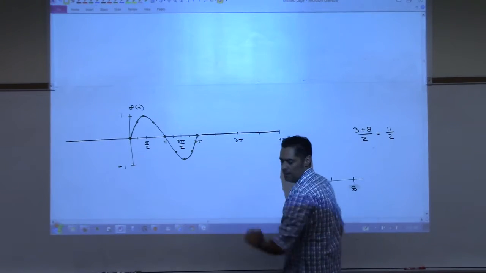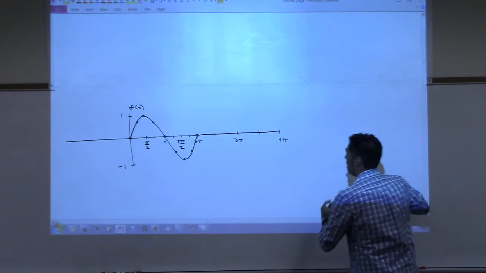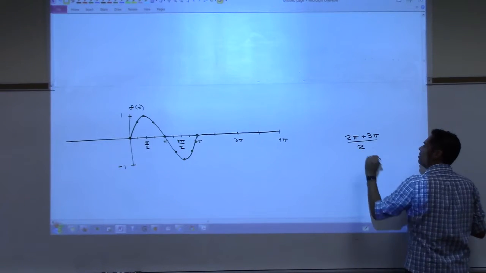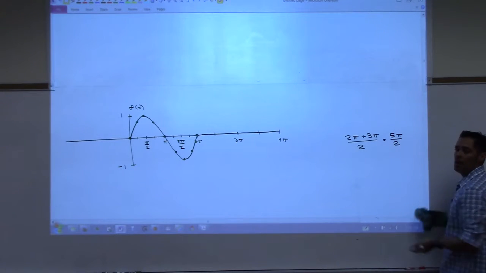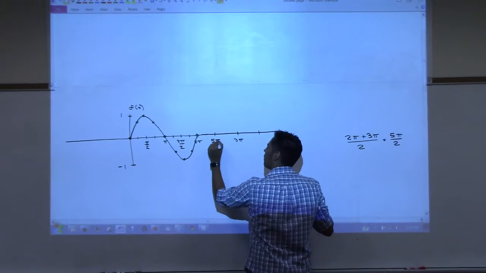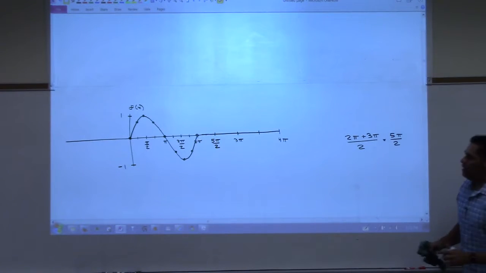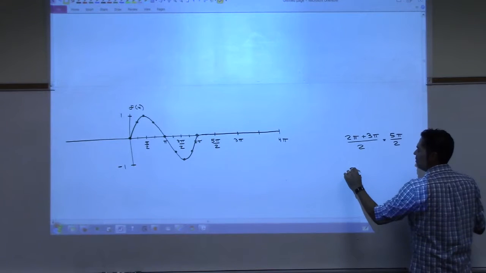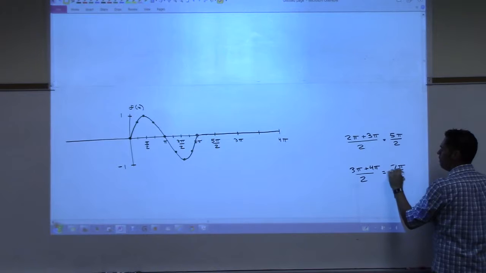Understand? Okay, so if I want the number that's between 2 pi and 3 pi, what I'm going to do is add them together and divide by 2. So I'm going to take 2 pi and 3 pi and divide that by 2. So that's going to be what? 5 pi on top over 2. 5 pi over 2. That's this middle number. Understand? And then the number between 3 pi and 4 pi, 7 pi over 2, right? You take 3 pi, add 4 pi, divide by 2, 7 pi over 2.